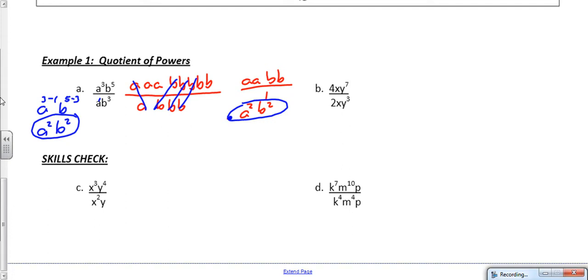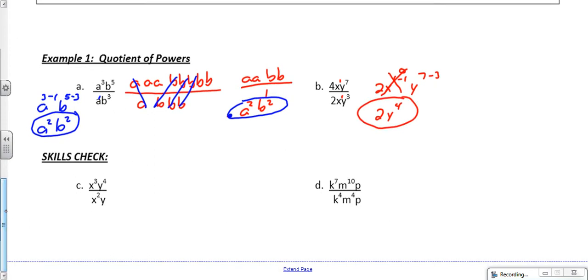Let's try another one. Now we have 4 divided by 2. Well, that's going to be 2. That's pretty easy. X to the 1 over x to the 1 is x to the 1 minus 1. If you notice, they'll cancel out. And then y to the 7 minus 3. So 2, x to the 0 power is just 1, right? So it disappears. And 7 minus 3 is 4.